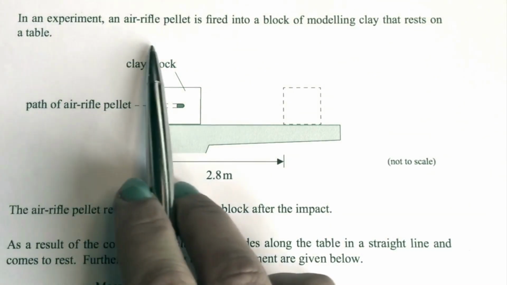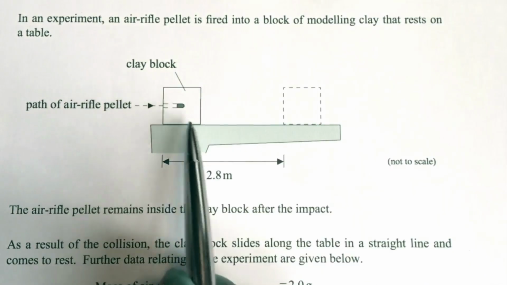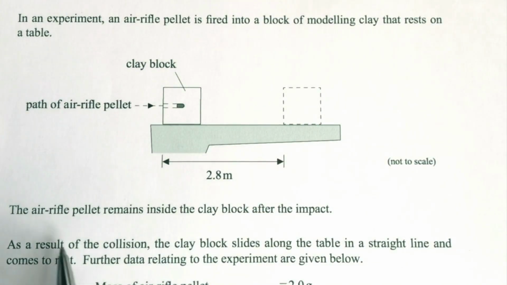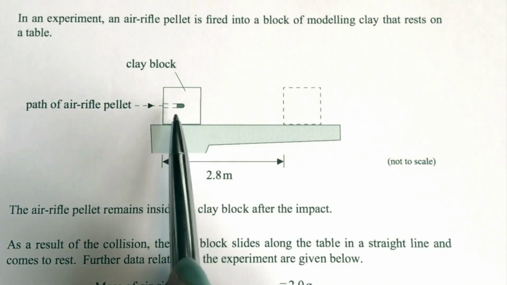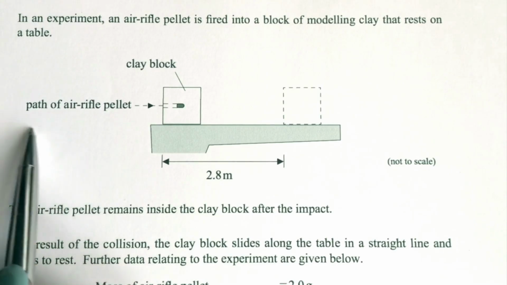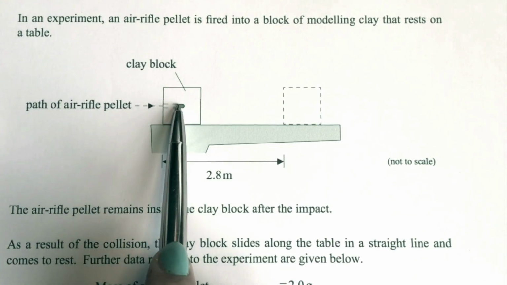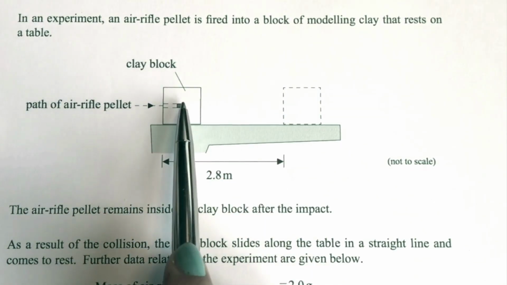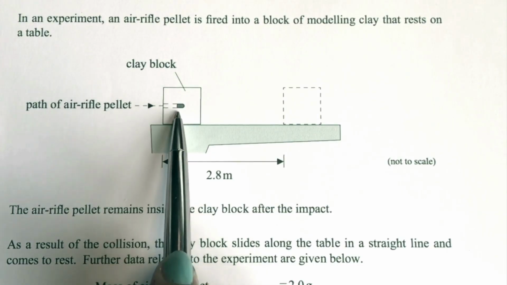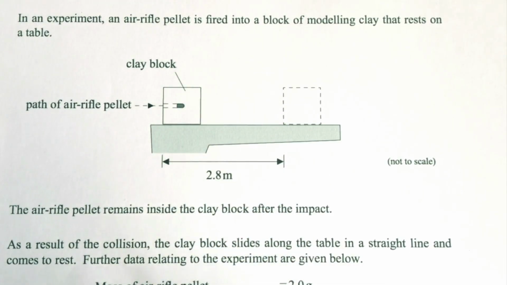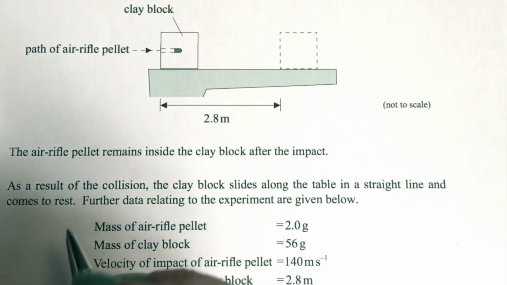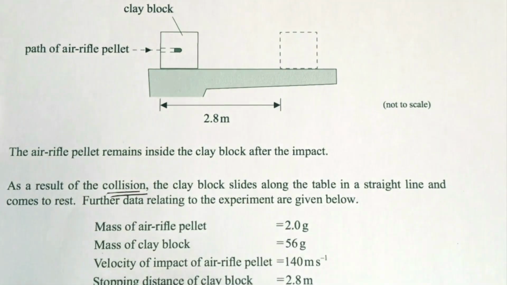This question here is about an air rifle pellet that's fired into a block of modelling clay. The pellet remains inside the clay. So what happens is that the pellet is being fired at a clay block. After it's been fired, the pellet remains inside the clay block and it moves together after the collision. Oh, here we go. Here's the word collision. Rule number 1 has been found. We now know that this question is about momentum.